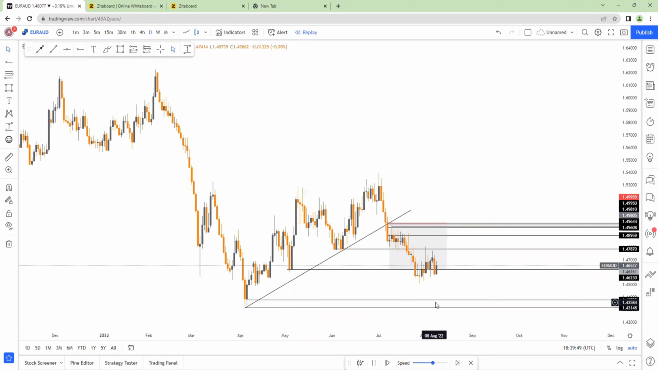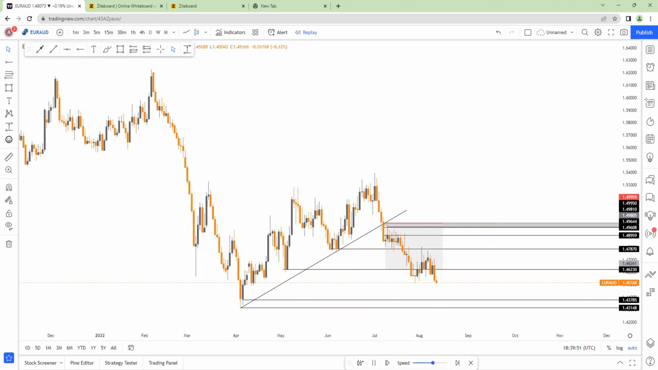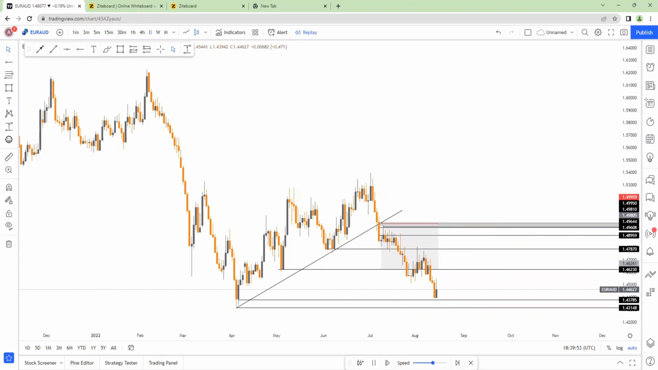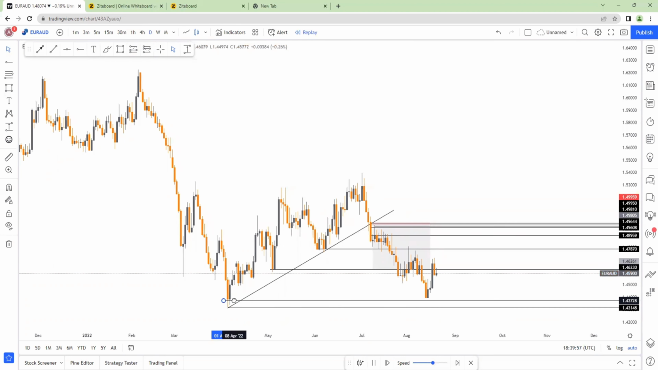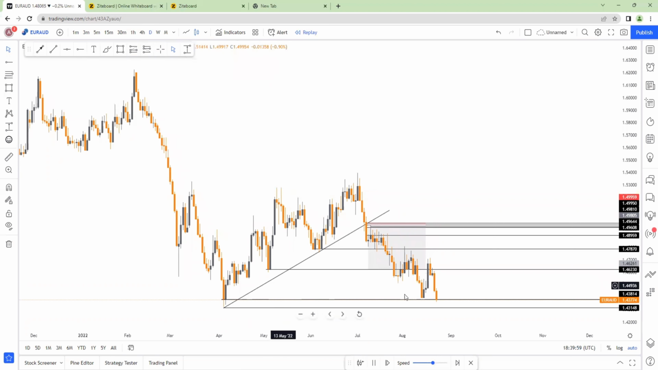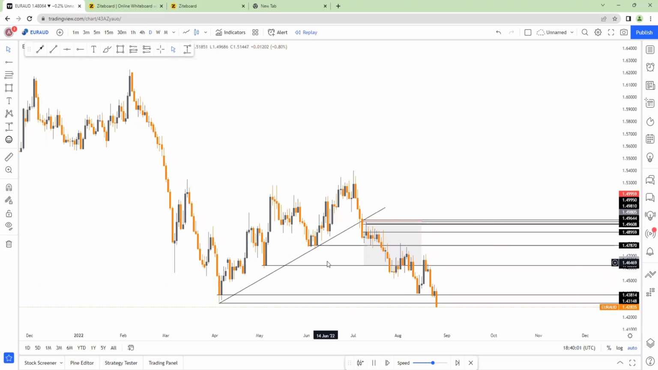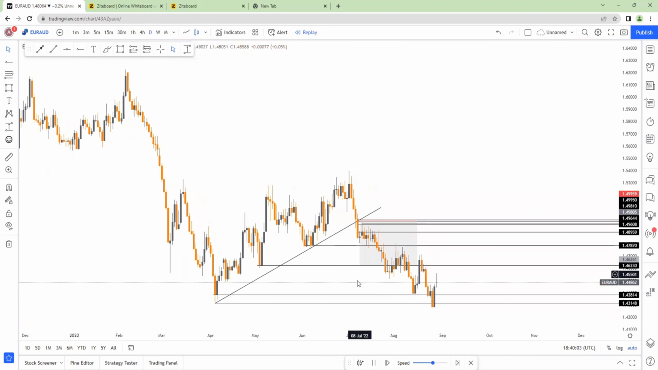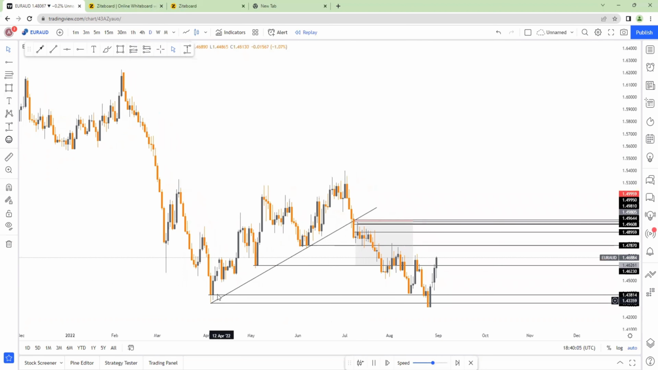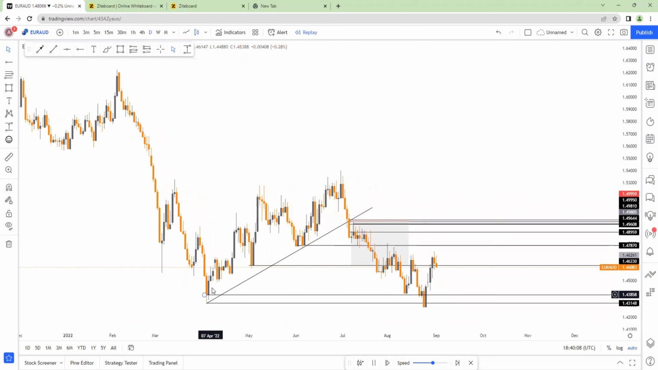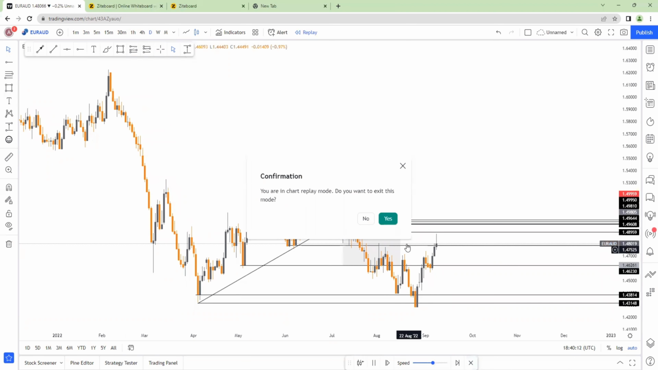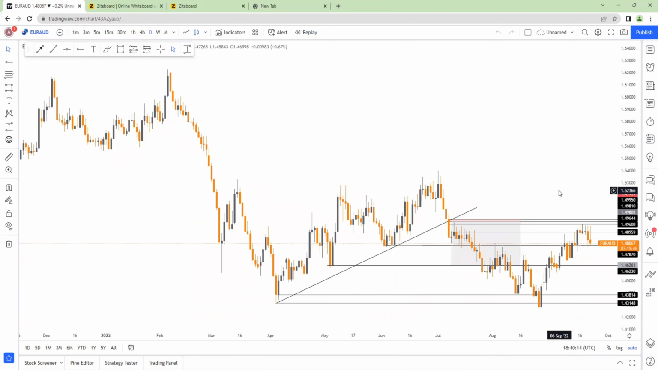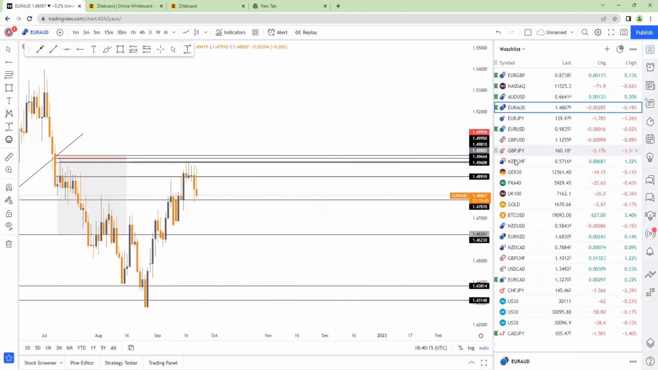Okay, it went up to this point. So for your targets, you can consider even these highs and lows, the areas where price made the biggest move. I mean, the biggest momentum moves.